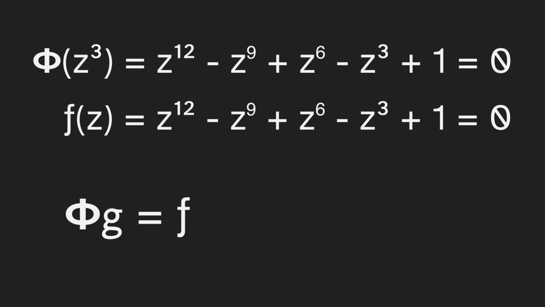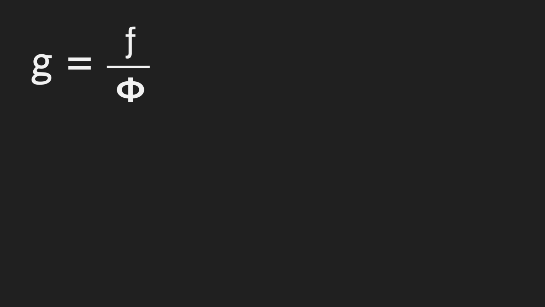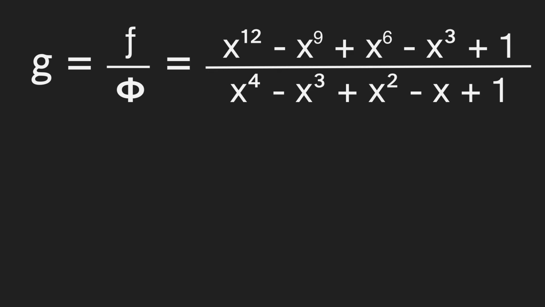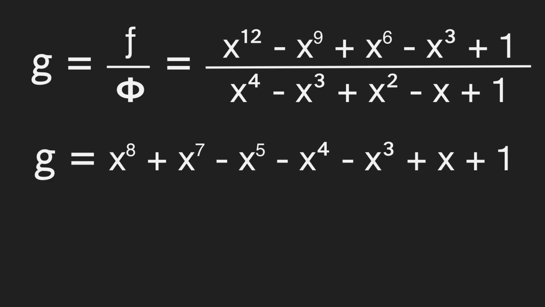So there's some g such that phi times g is f. And we can find g by dividing f by phi. So let's do that. We can write out f and phi, and then by calculating, we can find the resulting polynomial. This is what g equals. So we have the terms, but what is g telling us? What does this polynomial mean?